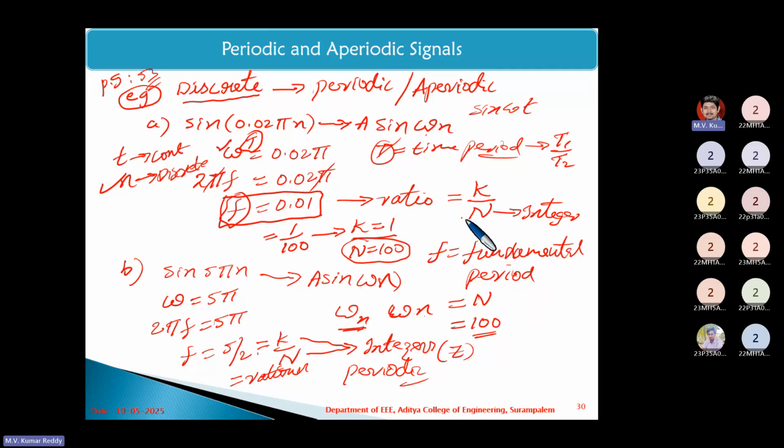అక్కడ ఏమని చెప్పాం? P by Q. There the ratio is P by Q. Here the ratio is K by N. Now what is the ratio? 1 by 100. In this, what is the value of K? 1. What is the value of N? 100. This N value is called the fundamental period.